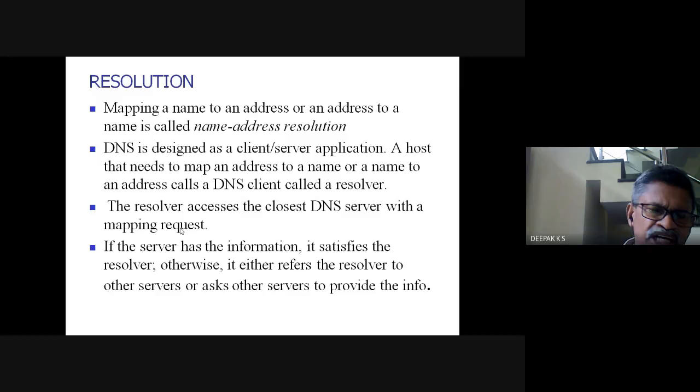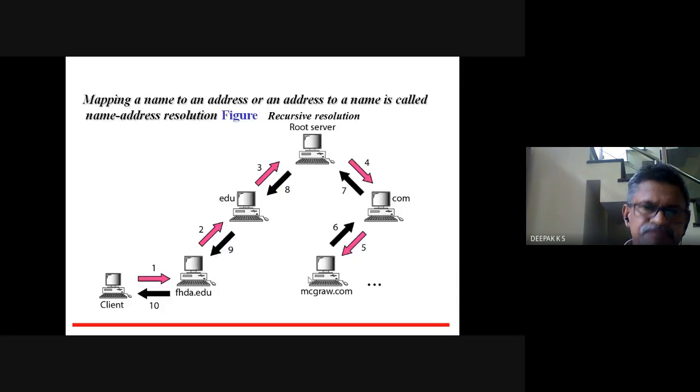If the server has the information, it satisfies the resolver. Otherwise, it either refers the resolver to other servers or asks the other servers to provide it. So the client host needs a mapping, needs to resolve, and approaches the nearest server. If that server has the information, it gives it. Otherwise, it will approach other servers or it will direct the host to approach other servers.